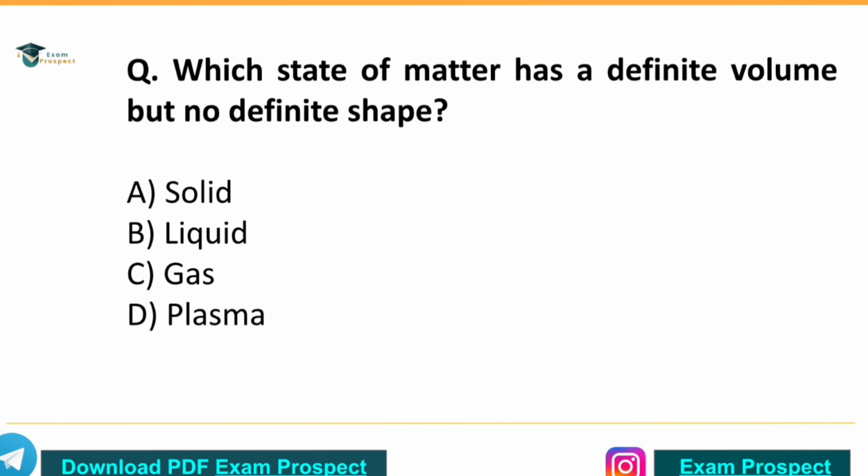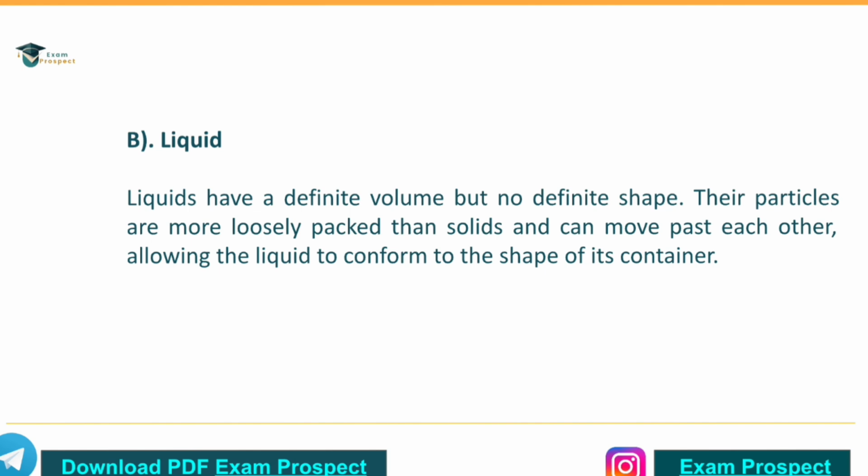Next question. Which state of matter has a definite volume but not definite shape? The correct answer is option B, liquid. Liquids have a definite volume but no definite shape. Their particles are more loosely packed than solids and can move past each other, allowing the liquid to conform to the shape of its container.